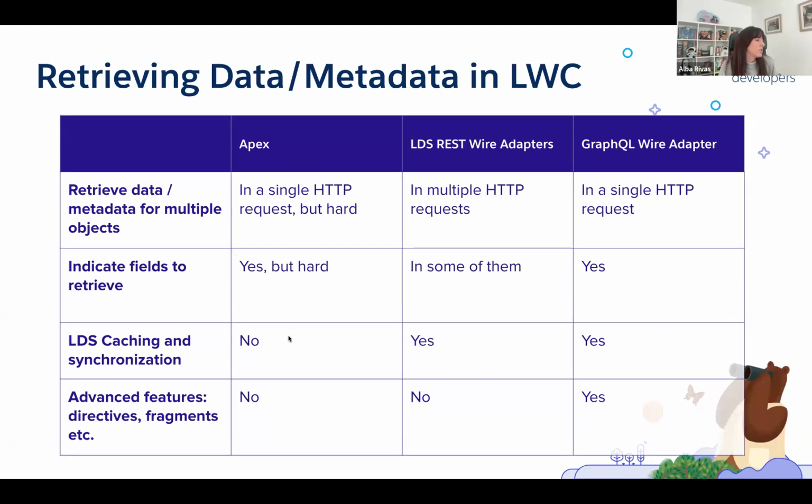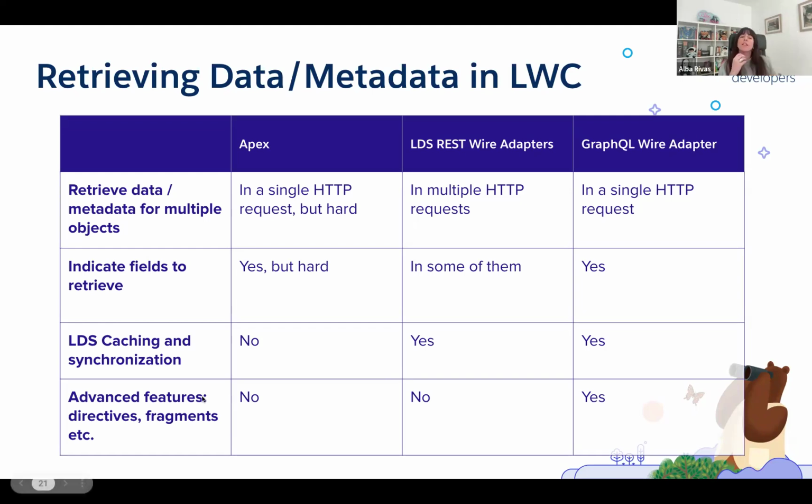And also, okay, the synchronization capabilities that the Lightning Data Service cache has only apply to wire adapters, okay? Although I'm thinking that you can actually cache Apex requests. So this no is not correct, okay? I will change it.